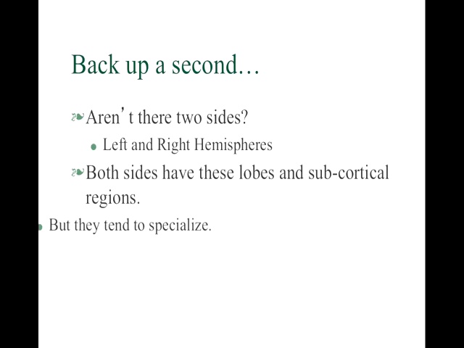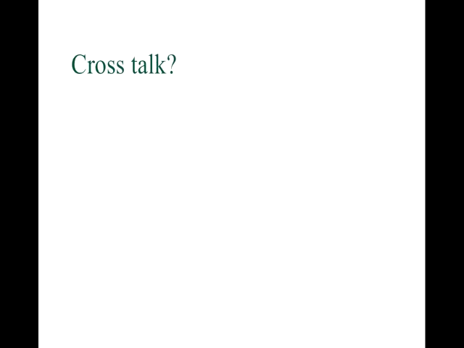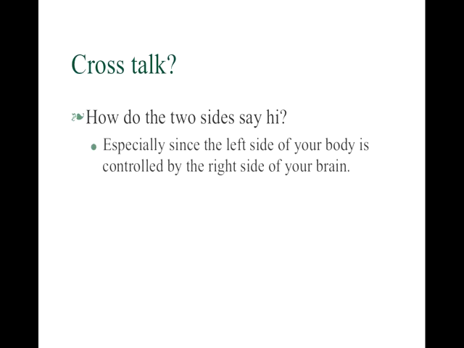But they do tend to specialize. So sort of left is language, right is space. That's pretty true. Alright, so how do they talk to each other? So I have these two halves and they're just chilling in my brain. What helps them connect to each other? Because we've already talked about how the left side of the eye goes to the right side. Most people can remember from basic biology that the left motor cortex controls the right side of the body. So they have to speak somehow, otherwise you wouldn't coordinate.